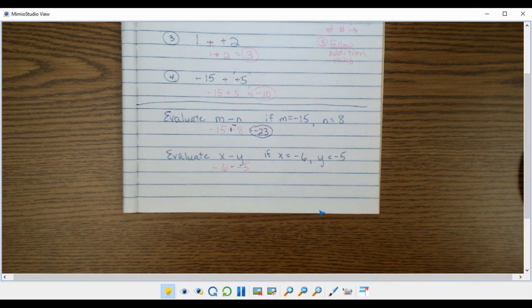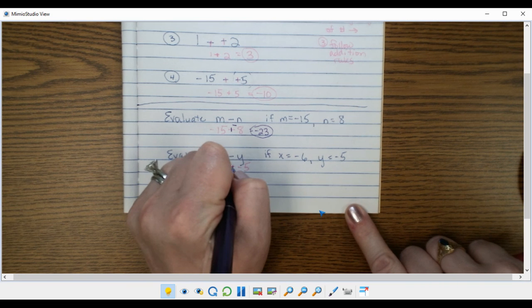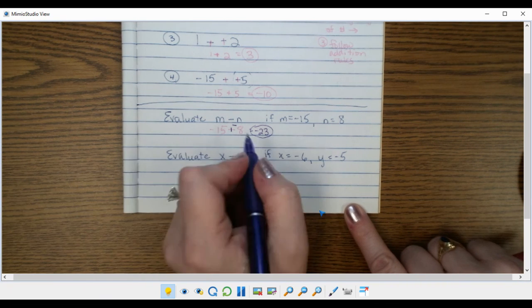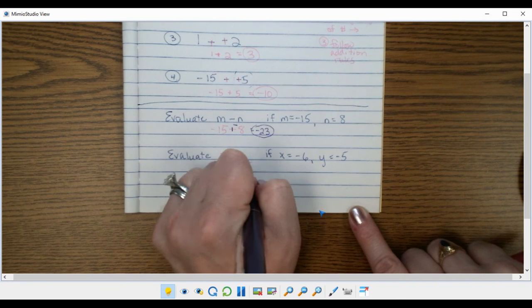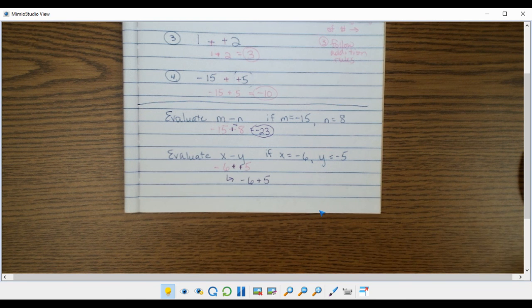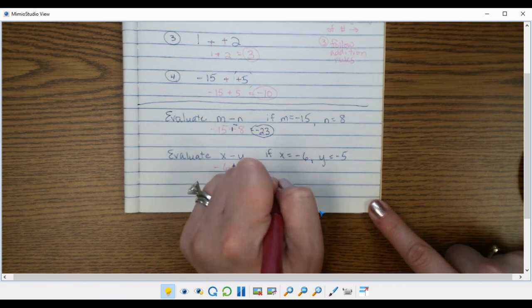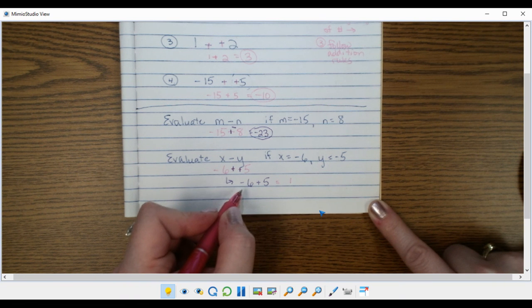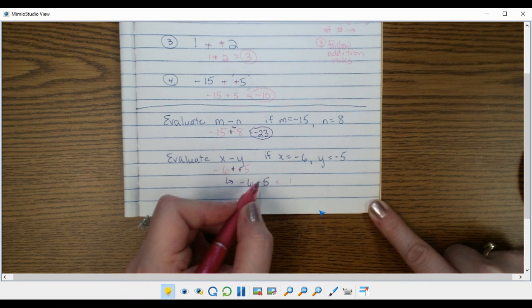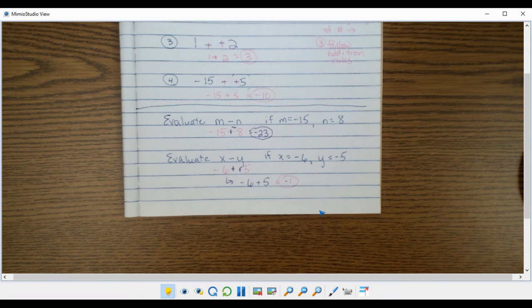Ew, it's subtraction. I don't like subtraction, so I'll change it. Now it's addition, but the thing after it has to be the opposite. So my new problem is negative 6 plus 5. So to the addition rules, do I have the same sign or different signs? These are different, so I'll subtract. 6 minus 5 is 1. And which pile was bigger? This one. Even though they were negatives, the pile is larger than the other pile. So my answer is negative 1.